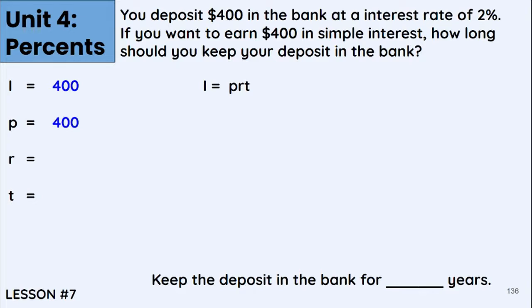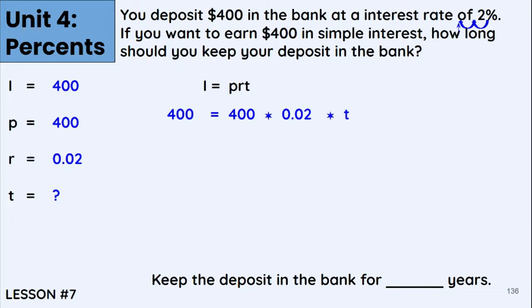The interest rate is 2%, but we have to turn that into a decimal. Move the decimal over once, move the decimal over twice. That'd be 0.02. And we want to know how much time would have to pass. All right, so I'm going to plug in everything I know. I know the interest is 400. I know the principal is 400. I know that the rate is 0.02. And I don't know how many years need to pass.